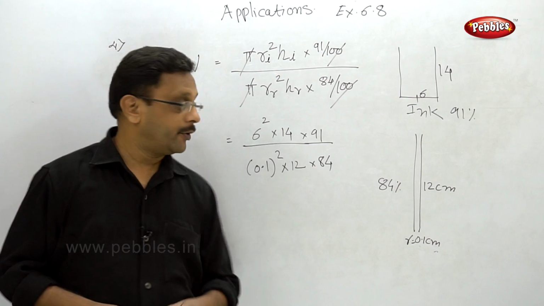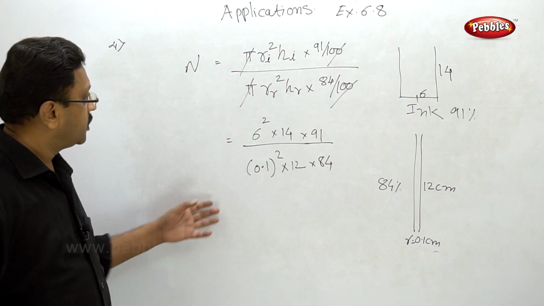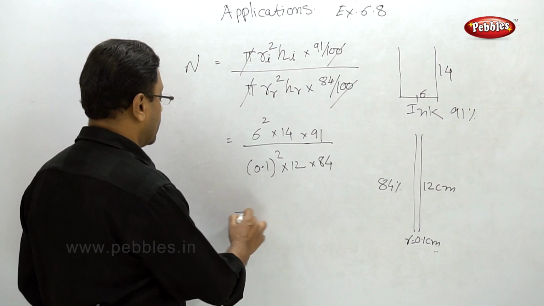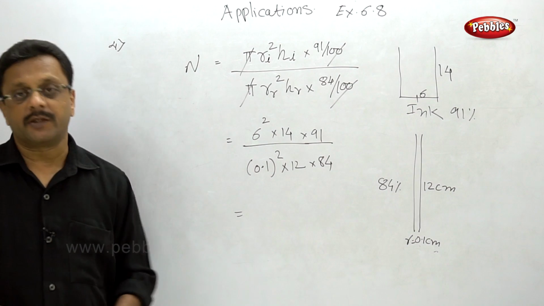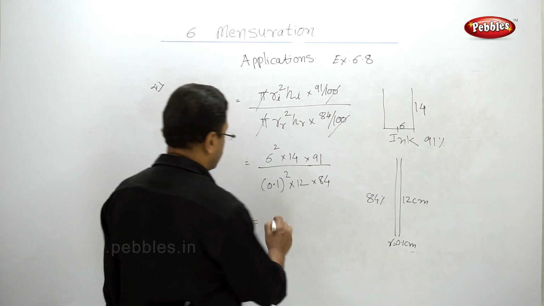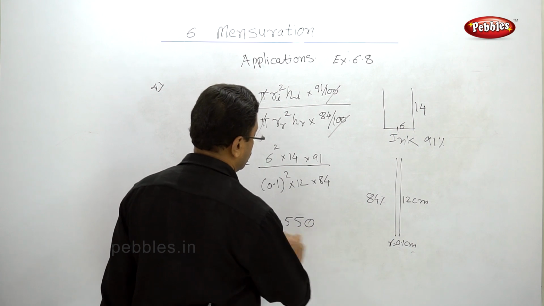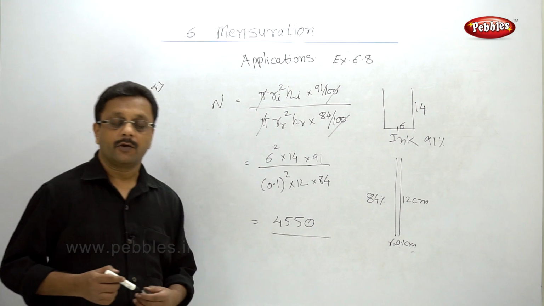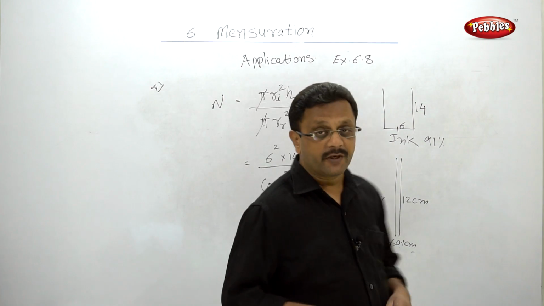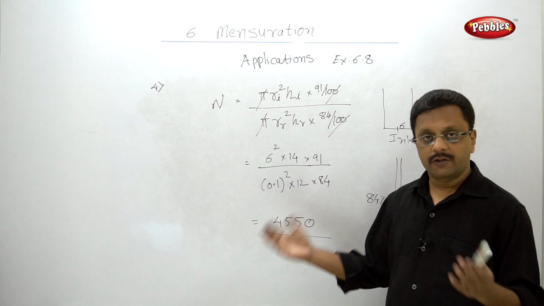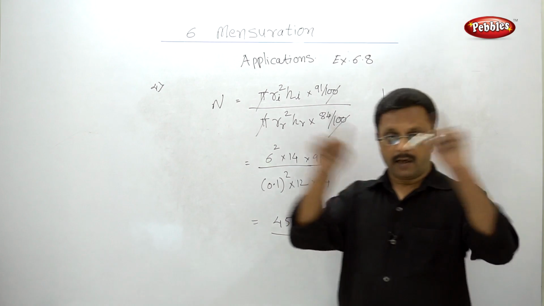Now please pause your video and solve this. Very simple example. Just find how many refills will be there by these calculations. Do it now please. The answer is 4550 refills. You have to write your answer in one line. 4550 refills will be filled. This is your final answer. Write the answer separately there, okay, and highlight the answer.